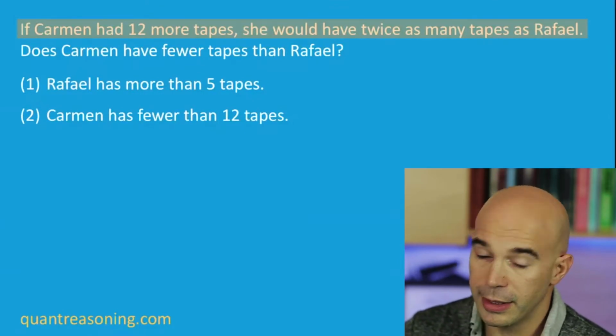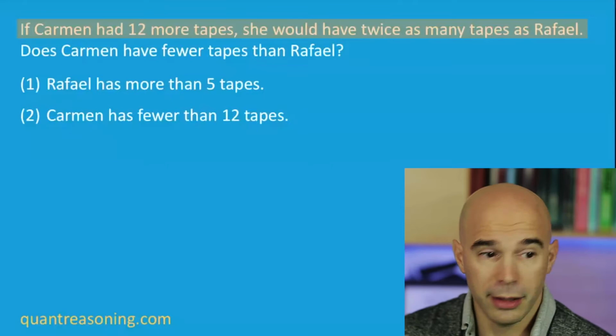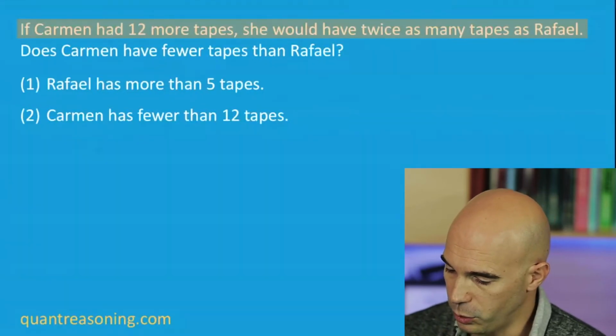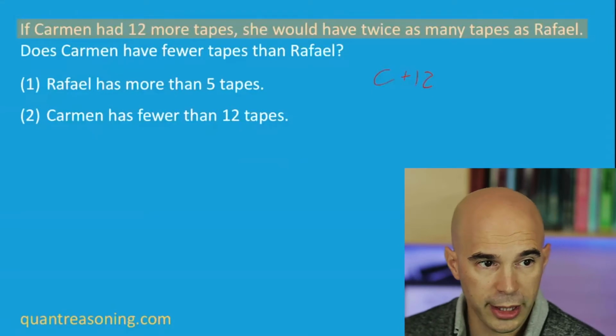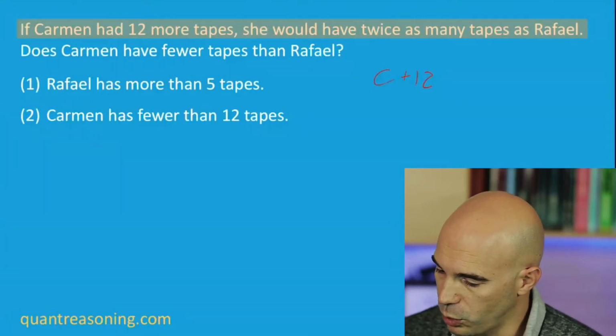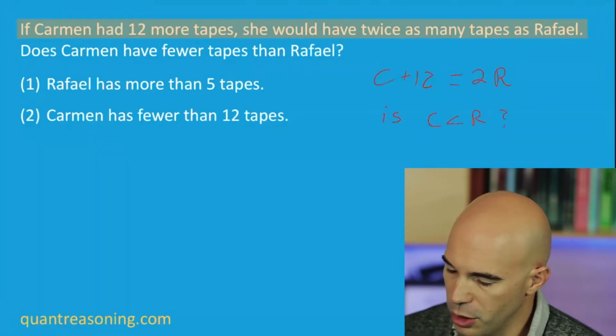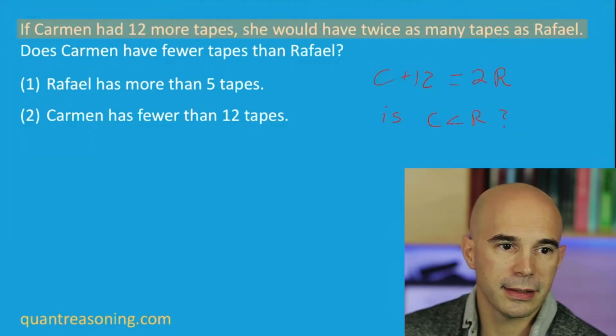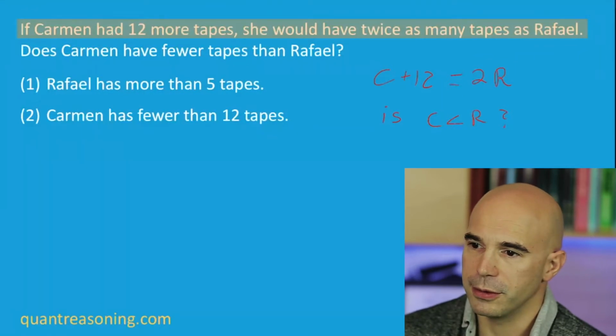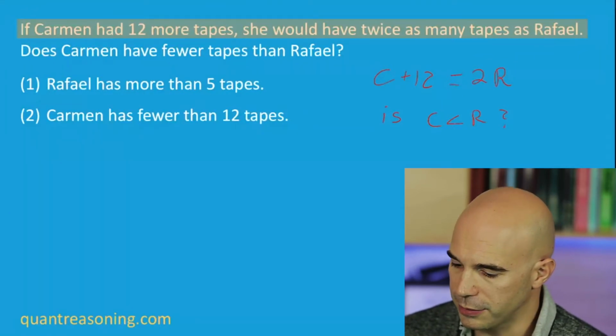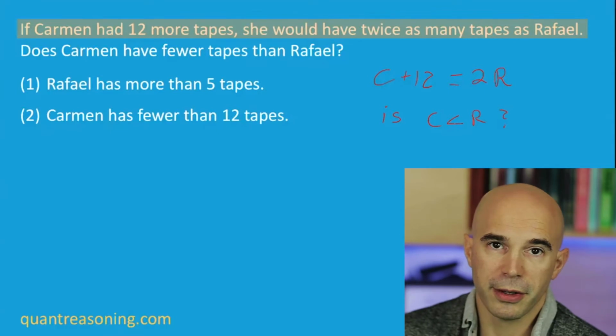And they're telling us that if Carmen had 12 more tapes, so if it was C plus 12, if she had 12 more tapes, that would be exactly twice what Rafael has, so 2R. And the question is asking, is C less than R, right? But before I go to the statements, I have to use the free info. So how can one use this free info to simplify the question?